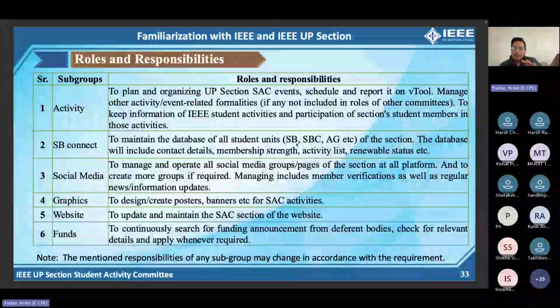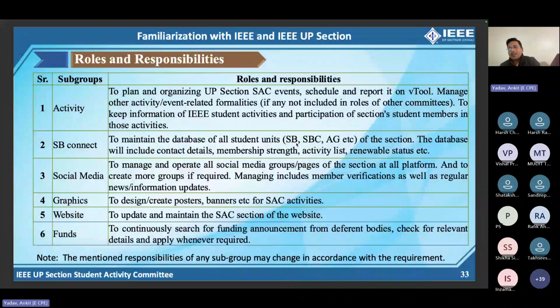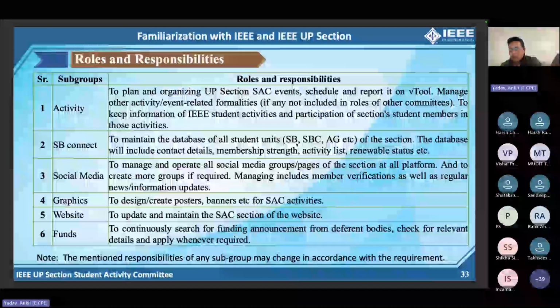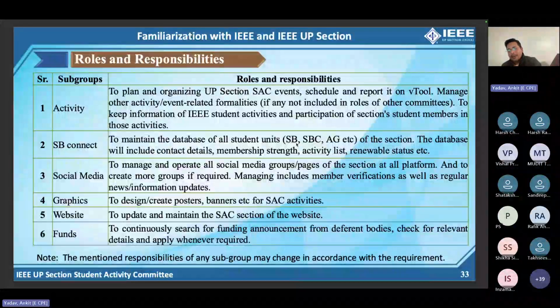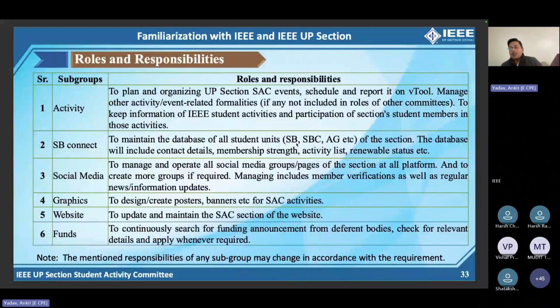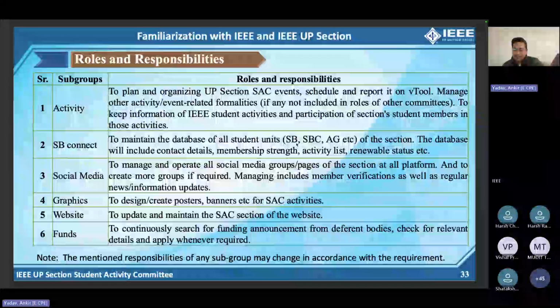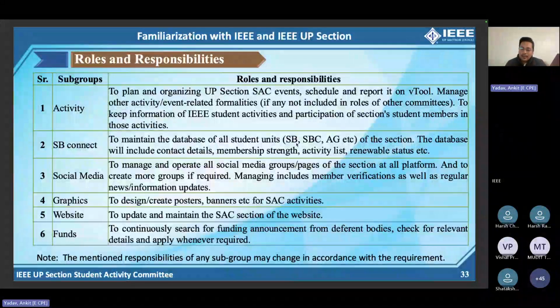Then we have a section website. If you go on that website, you will find a page of SAC, Student Activity Committee. That website page is maintained by this website group. And we have a lot of funding announcements from the section, from R10, and the responsibility of the funds group is that this group tries to find where the fundings are and inform the branch members, the section members, that this is the funding opportunity and this is the deadline, and people can take benefit of that.